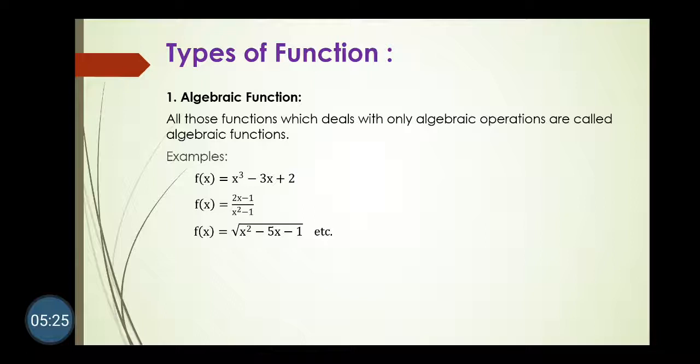Now we start with types. So the first type of function is the algebraic function. What is meant by algebraic? It has power terms in variables. Any polynomial we can introduce here as an algebraic function. So there are only algebraic terms. All those functions which deal with algebraic operations are called algebraic functions.